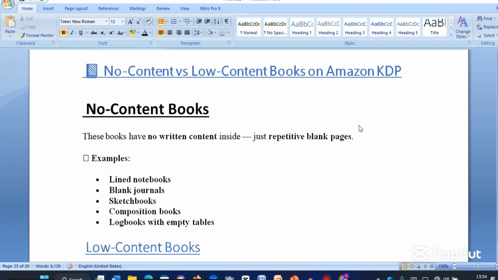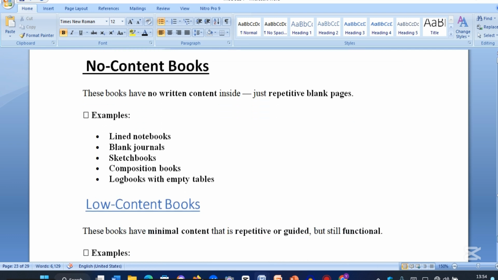Maybe you're wondering what is the difference between no content and low content books. Let me break it down. When you talk of no content, it simply means they have no written content inside. No written content, just repetitive blank pages. An example is a simple lined notebook. In this simple lined notebook, what is repeating itself is just the lines, the blank lines, the blank pages.